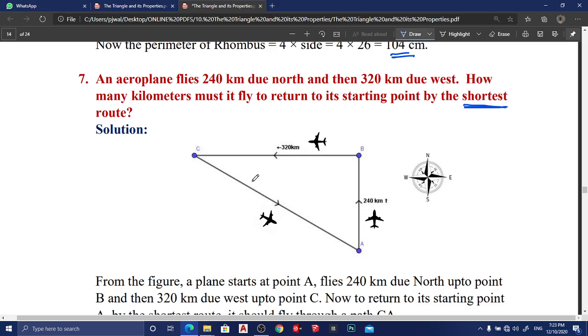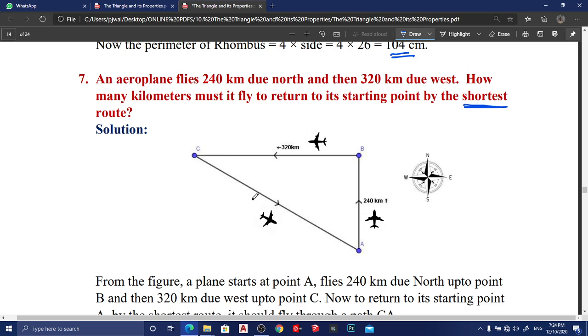Shortest distance means what here? You know the definition of a line segment. What is the definition of the line segment? The shortest distance between two points is called a line segment. The line segment formed by joining these two points will be the shortest route. So from the definition of the line segment, you can find out the shortest route here. This line segment joining the points C and A, the end point and the starting point, will be the shortest route.